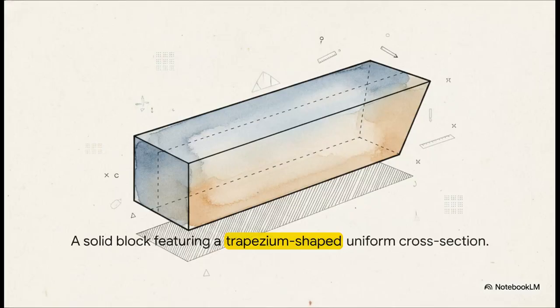This shortcut is an absolute game changer for odd shapes. Let's look at this solid block featuring a trapezium-shaped cross-section. Calculating the volume of this normally would be a total headache. But because that trapezium face is uniform all the way through its 1 meter length, all we gotta do is calculate the area of that one single trapezium face and multiply it by the length. Complex math made beautifully simple.